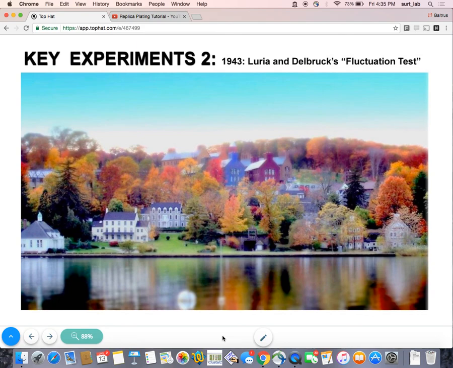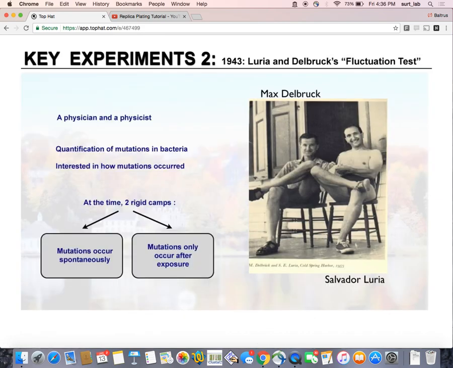Second main experiment is going to be 1943. This was published the year before Avery, MacLeod, McCarty. It happened at this wonderful place that I grew up 5 minutes down the road from, called Cold Spring Harbor. When you start to learn about the history of genetics, a lot of stuff happened there. I had no clue until 25 years after I grew up. But it's an amazing little private lab where a lot of early genetics experiments happened. And this experiment is going to be Luria and Delbruck's fluctuation test.